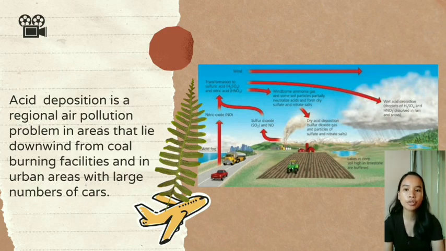Most dry deposition occurs within 2 to 3 days, fairly near the emission sources, whereas most wet deposition takes place within 4 to 14 days in more distant downwind areas. Acid deposition is a regional air pollution problem in areas that lie downwind from coal-burning facilities and in urban areas with a large number of cars.